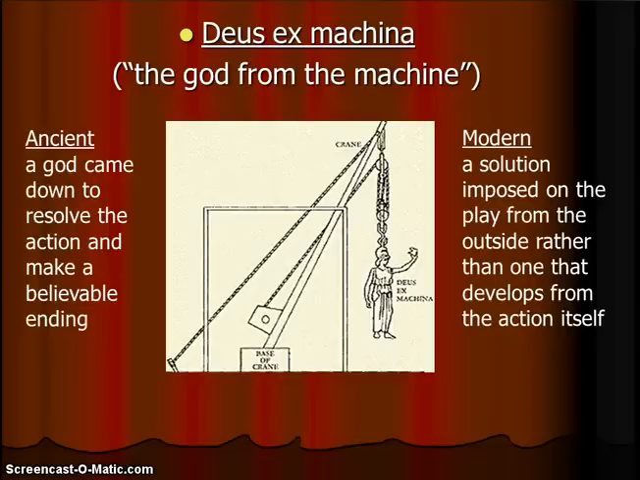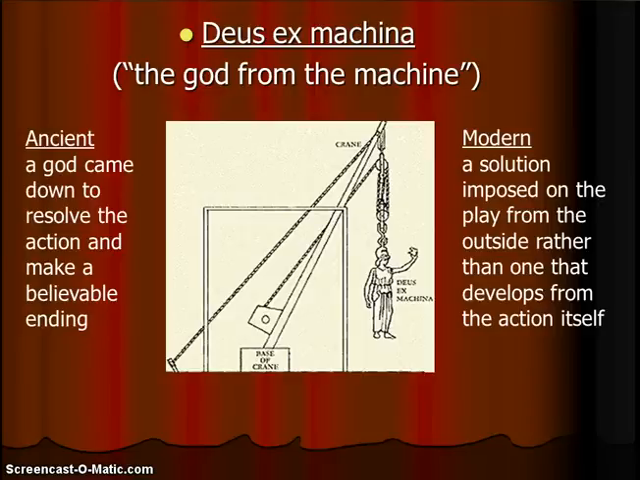In ancient times, this meant that a god literally came down to resolve the action and make a believable ending. Sometimes the plot got to the point where there was no way that it was going to resolve itself without some, quote, divine intervention. And so a god came down to resolve the action and to make a believable ending.